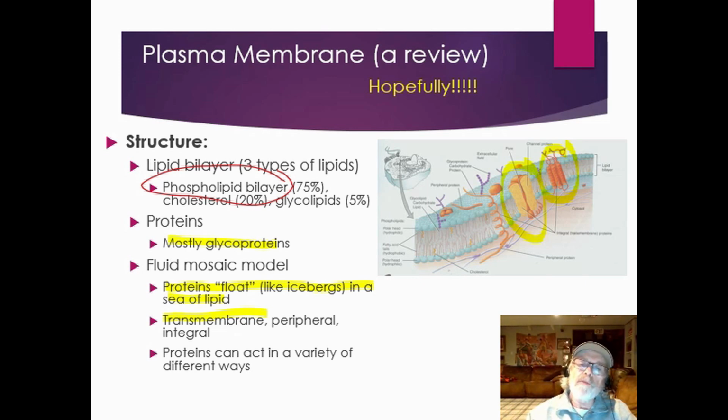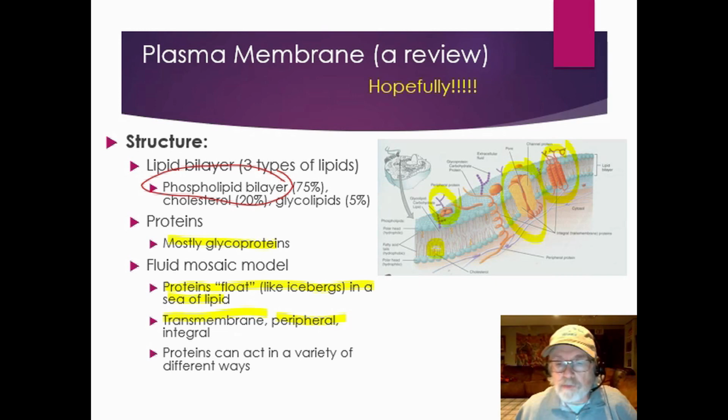We also have what are called peripheral proteins, like out in here, and some of these are receptors that will identify a certain material in the extracellular environment that may allow something to happen within the cell, particularly when we talk about things like insulin. Also, we have some that are integral, which are proteins within the membrane itself. So the proteins can act in a variety of different ways.